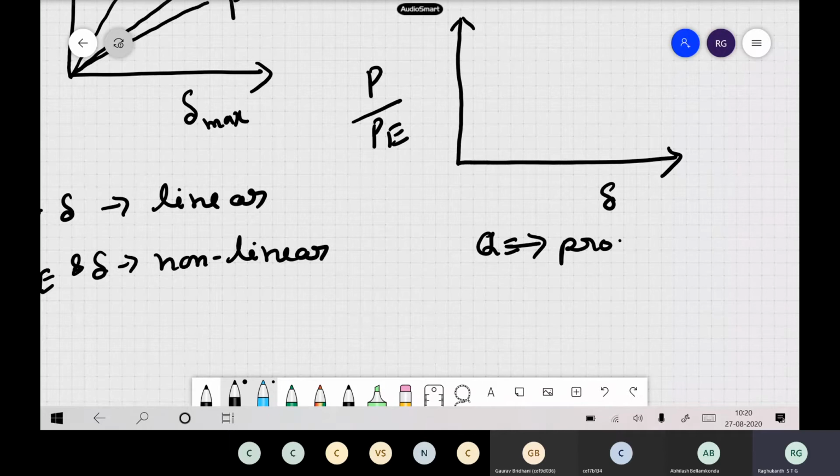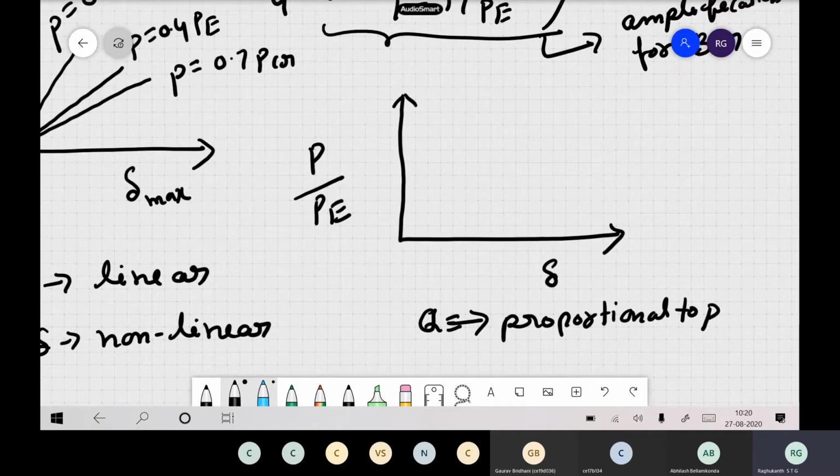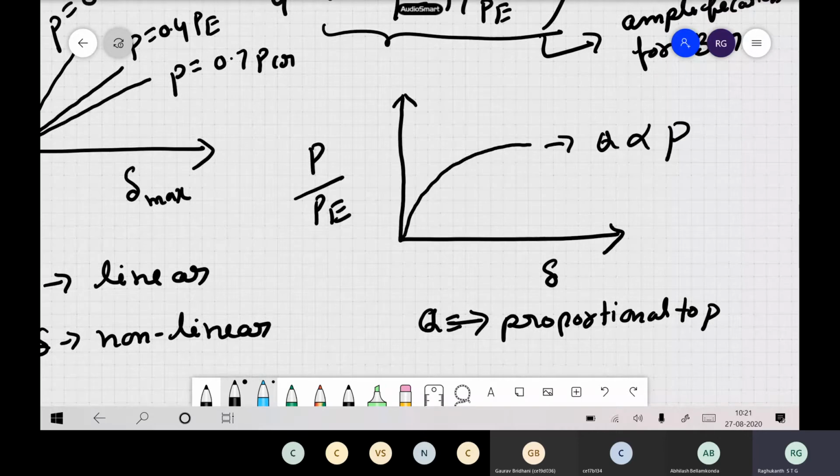Okay, so if Q is proportional to P, which means as P is increasing, Q is also increasing. So when P is 0, Q is also 0. If that type of load is there, then the load versus deflection diagram will be something like this. Q is proportional to P, and because when P is 0, Q is also 0, you will have a graph like this.